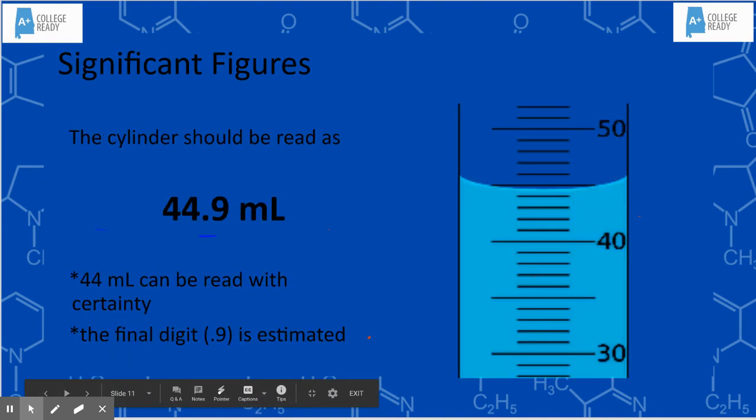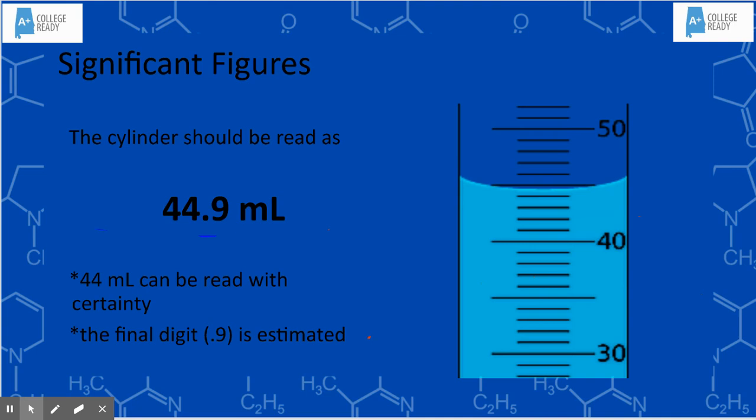Okay, significant figures. I want to start this just a little bit. And then on Wednesday, we will have another video on how to do significant figures along with a worksheet. So the cylinder should be read as 44.9 milliliters. 44 milliliters can be read with certainty.